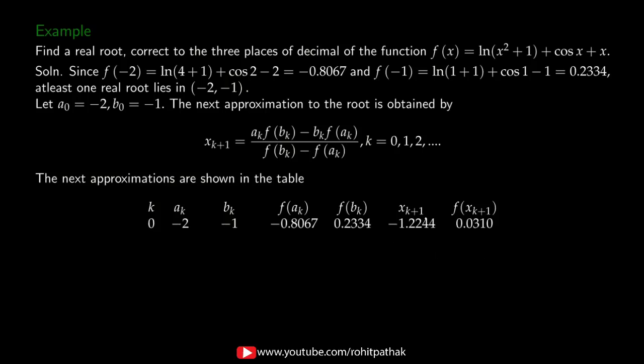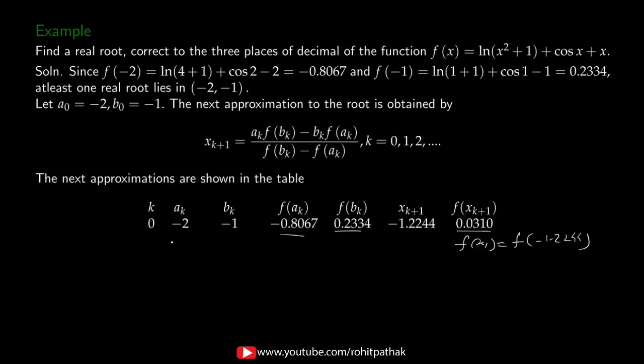So we get x(k+1) as minus 1.2244 and f(x(k+1)) is 0.0310. This is f of x1, that is f of minus 1.2244. Again we check the interval in which the root lies. We check these three values to find the interval in which the root lies. We find that f(ak) and f(x(k+1)) are of opposite signs.